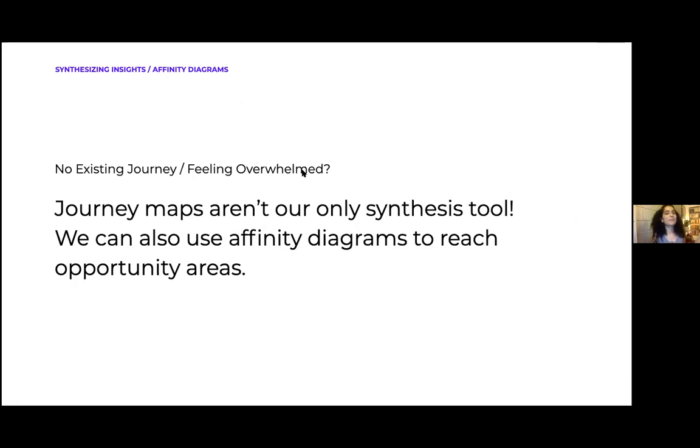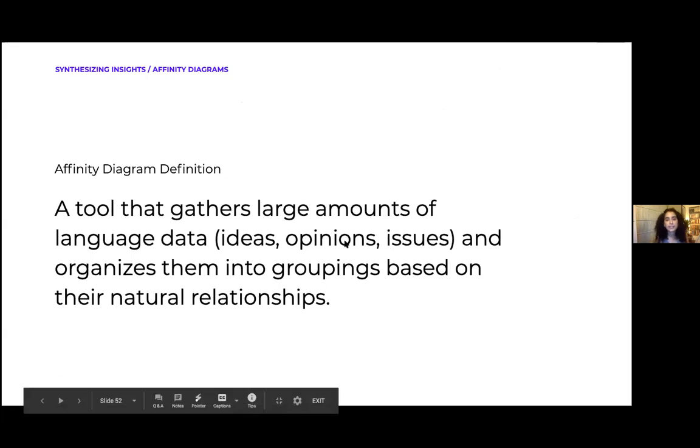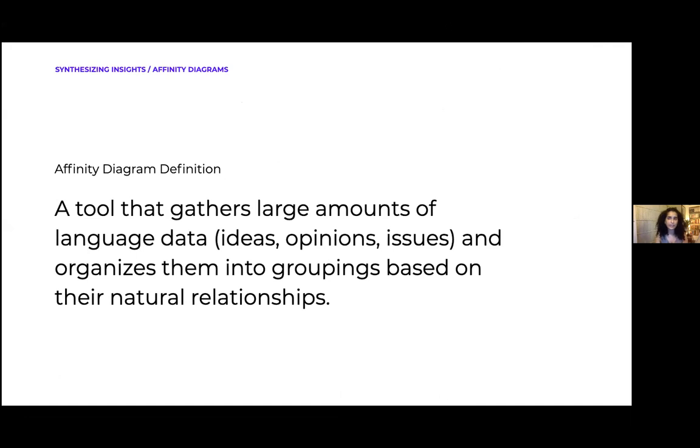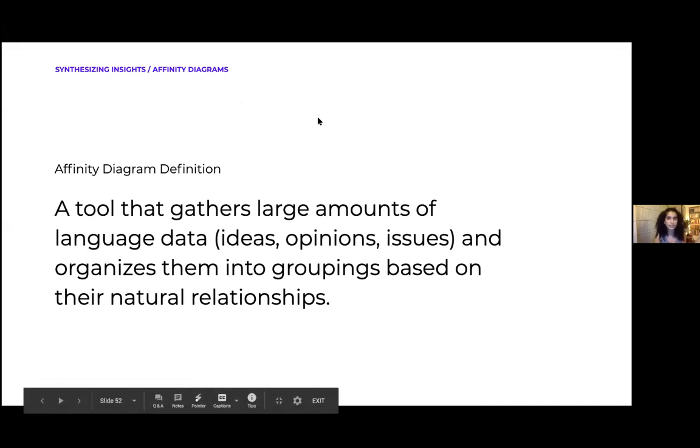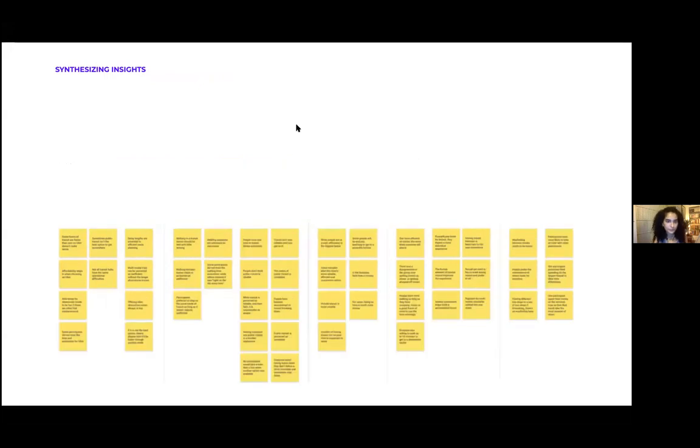Okay, so journey maps aren't your only synthesis tools. There are other ways. For example, Affinity Diagrams. Affinity Diagrams is a tool that gathers large amounts of language data, for example, ideas, opinions, issues that you gather from interviews or other primary research that you did, and organizes them into groupings based on their natural relationships. So you can do this with a lot of Post-it notes. This is a virtual Post-it note, and you can see the groupings. They've grouped it based on themes or other sorts of things that just makes it easier to visualize and synthesize the insights.